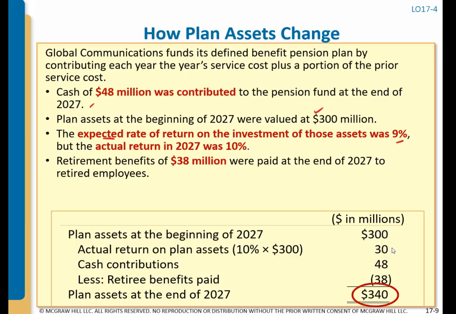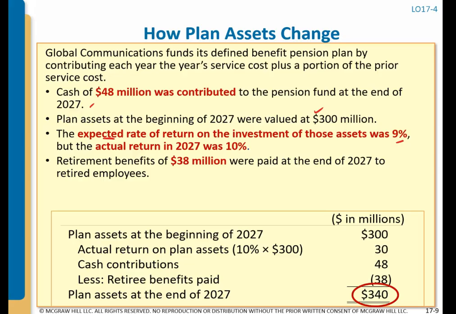Our actual return on plan assets, we're told here that the actual return was 10%. What this means is this is what the plan asset actually increased by due to the investments. I'm sorry, just the investments. So this is what the plan earned based on the investments in the plan. They actually earned 10%. They're expecting only to earn 9%, but what actually happened was 10. So it's very important to differentiate between the expected rate of return and the actual rate of return.